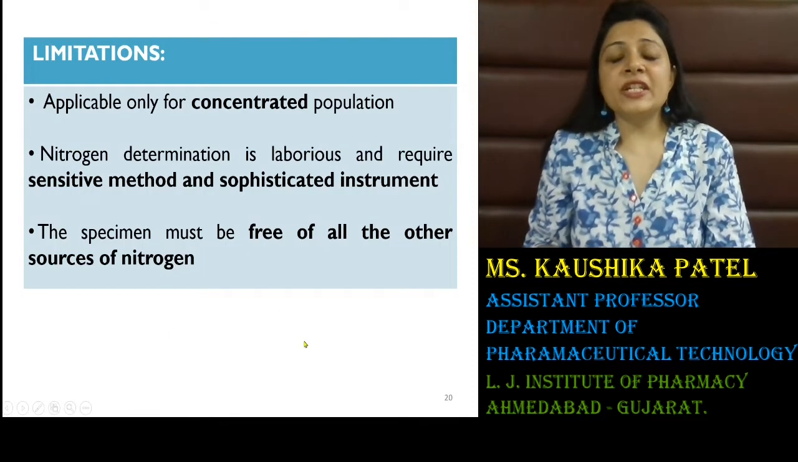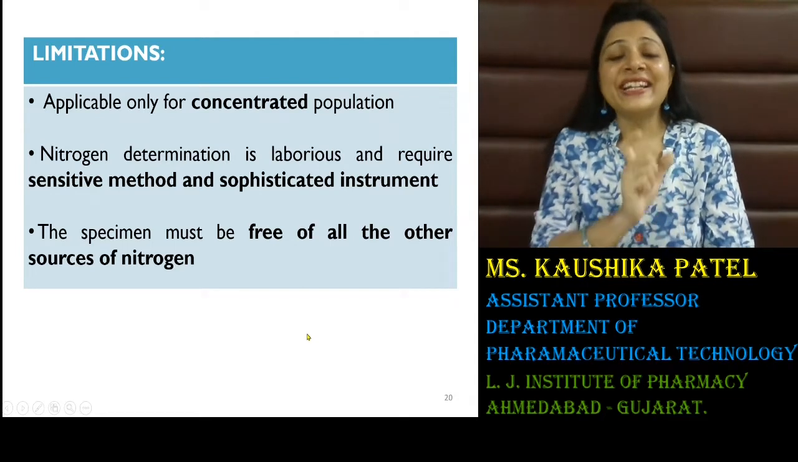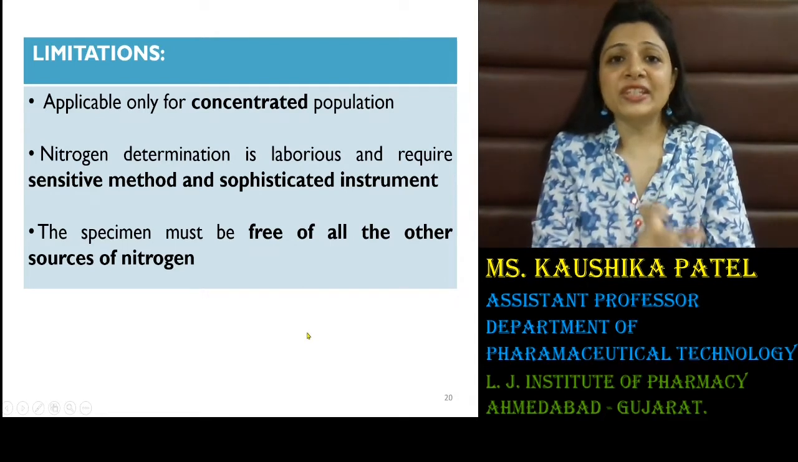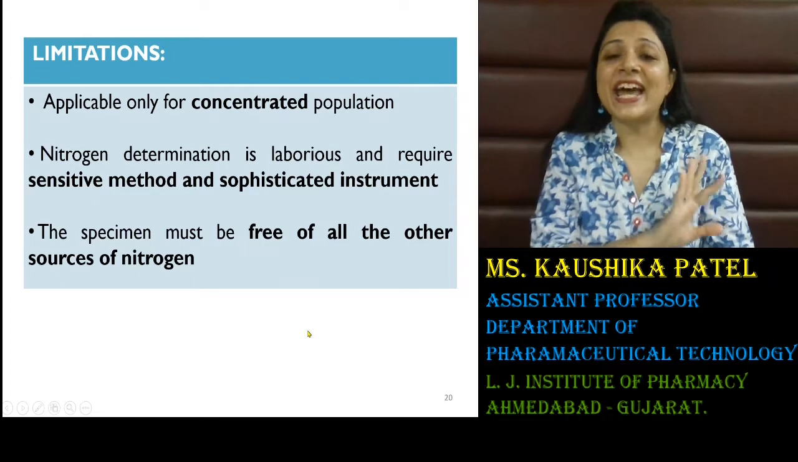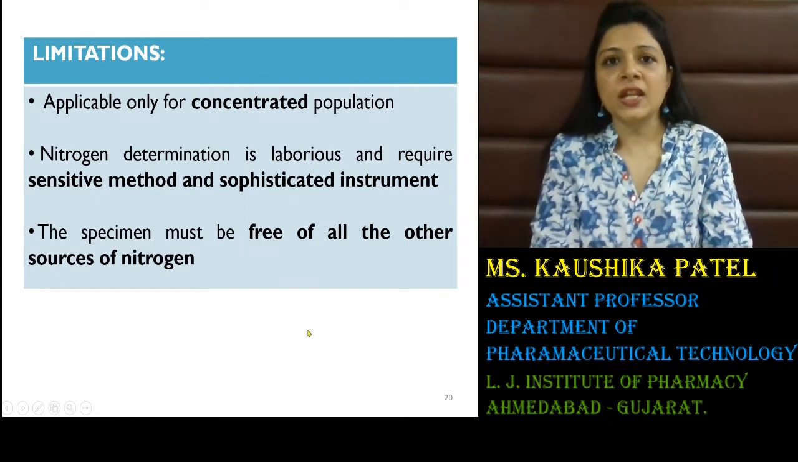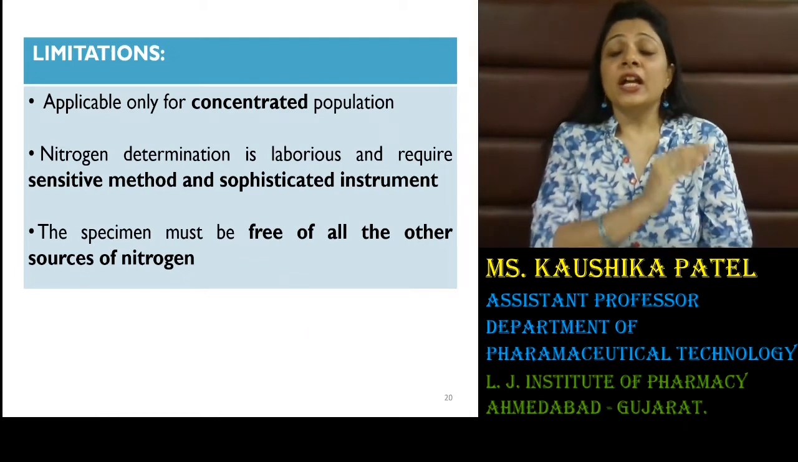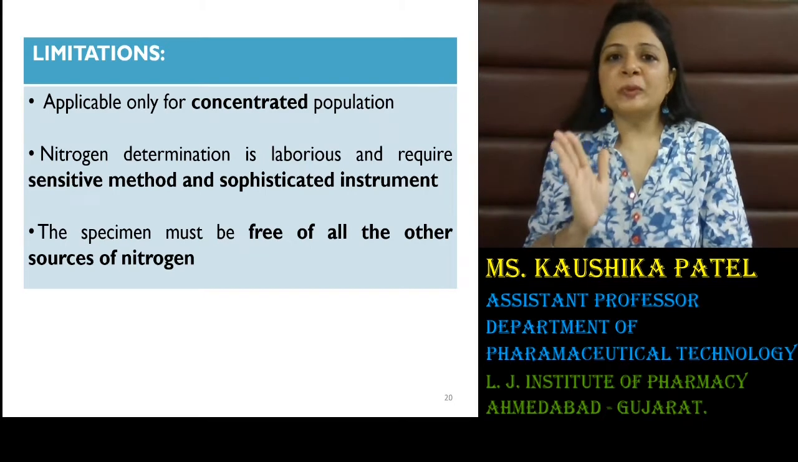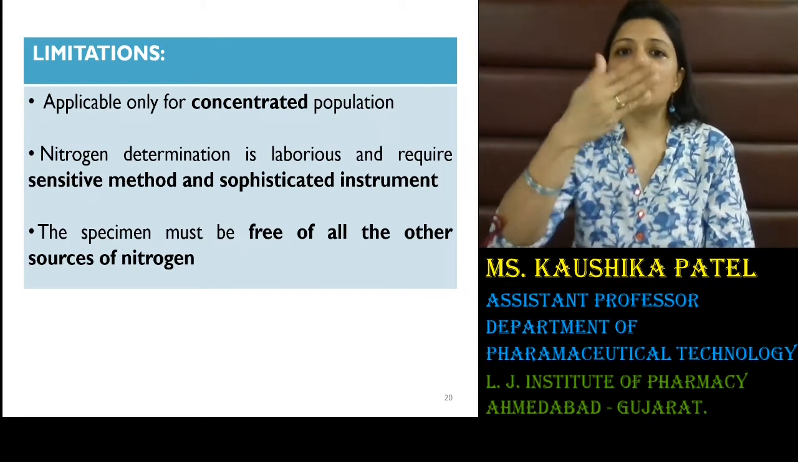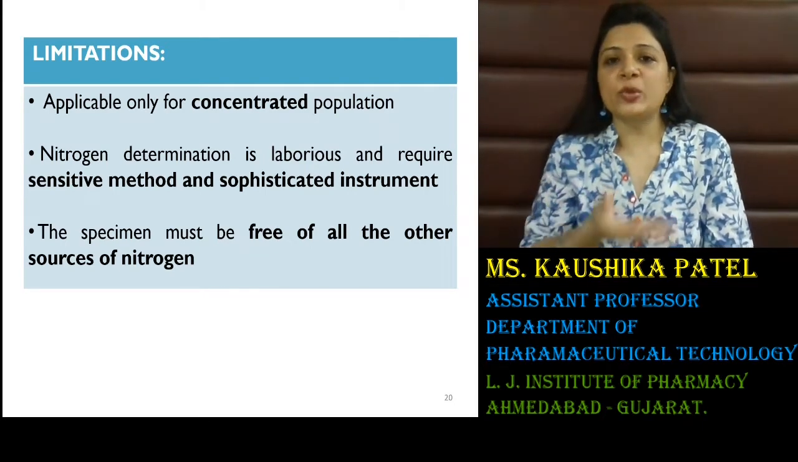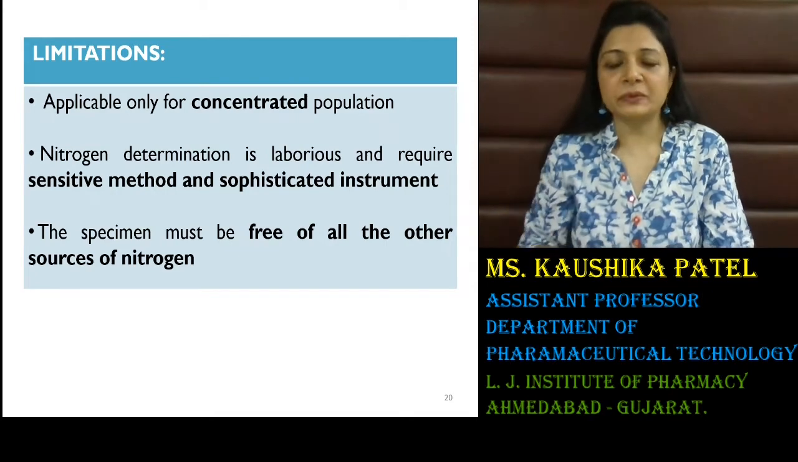Now, what are the limitations here? You should have a concentrated population. That means a dense sample should be there. A diluted sample cannot be used. It will require a sensitive method and a sophisticated instrument, so it will be costly. And third, no other source of nitrogen should be present in the sample, or that will also be counted in the total nitrogen content of the sample.